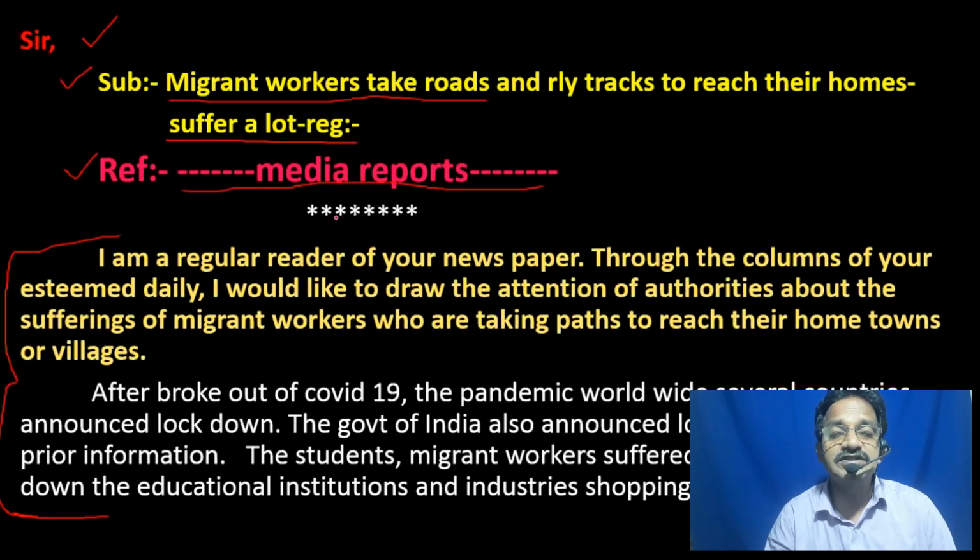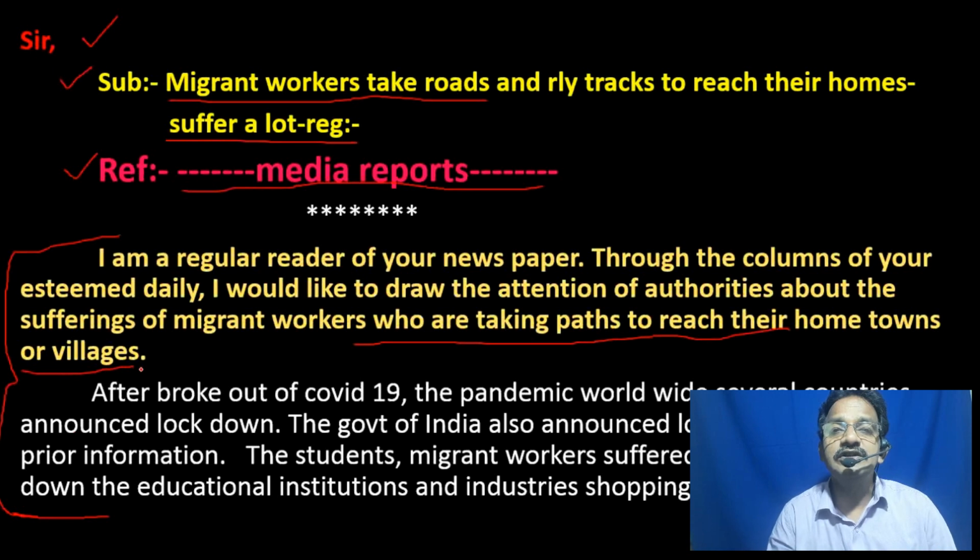For example, how he started here. This starting point is very important. I am a regular reader of your newspaper. Through the columns of your esteemed daily, I would like to draw the attention of the authorities to the sufferings of migrant workers who are taking paths to reach their homes in our villages. This is the first paragraph, and after that he introduced how the people are suffering through the newspaper. He wanted to present to the people and the officials through the esteemed newspaper.